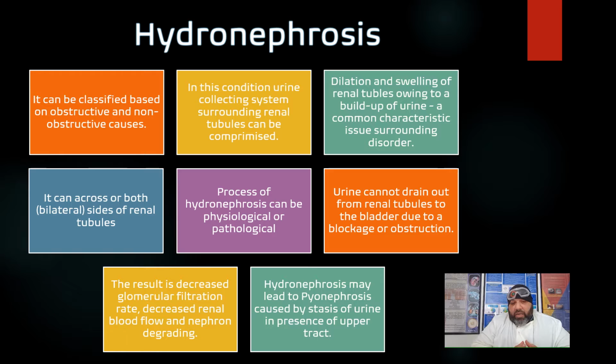Hydronephrosis can occur on both sides of the renal tubules. In regards to this, it can be bilateral. When it is on both sides, it is bilateral.